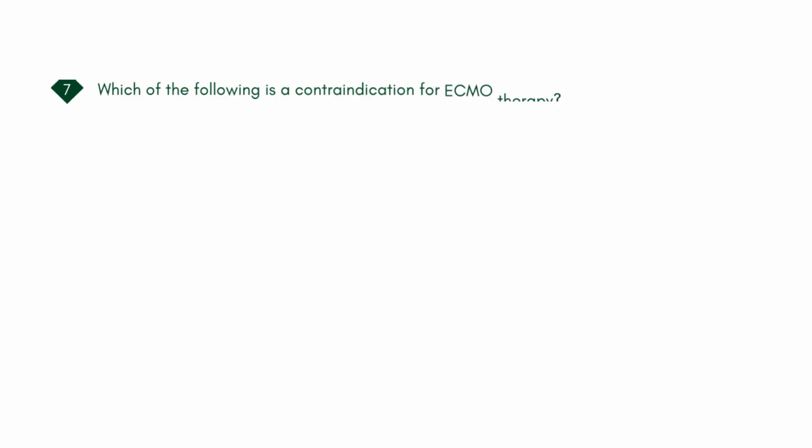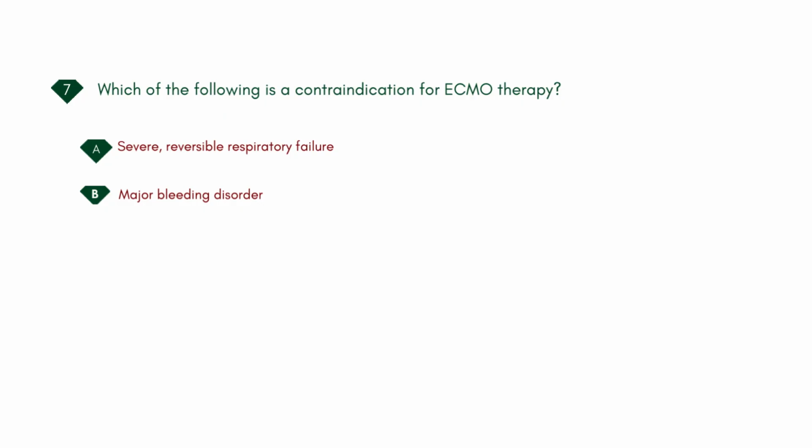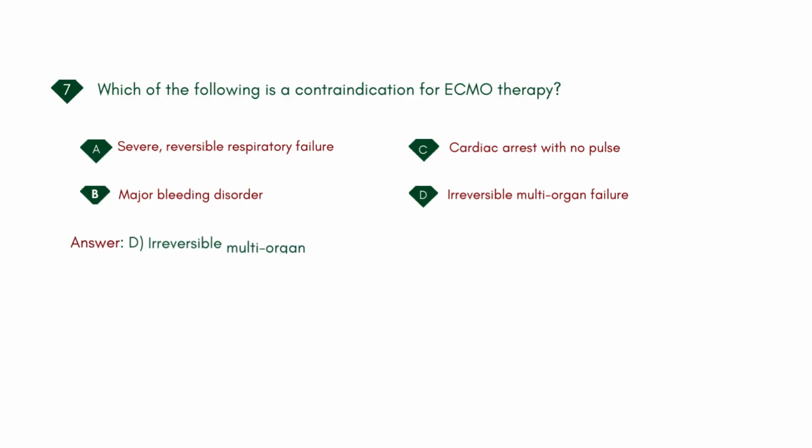Which of the following is a contraindication for ECMO therapy? A. Severe, reversible respiratory failure. B. Major bleeding disorder. C. Cardiac arrest with no pulse. D. Irreversible multi-organ failure. Answer: D.